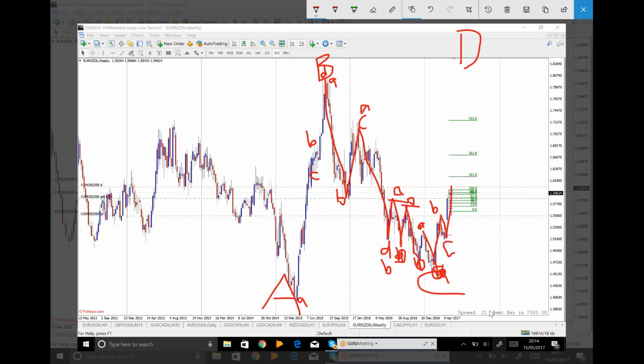So guess what you're waiting for? Now you know where your current AB boundary is, which is here. Guess what you're looking for? B to C. Boom.